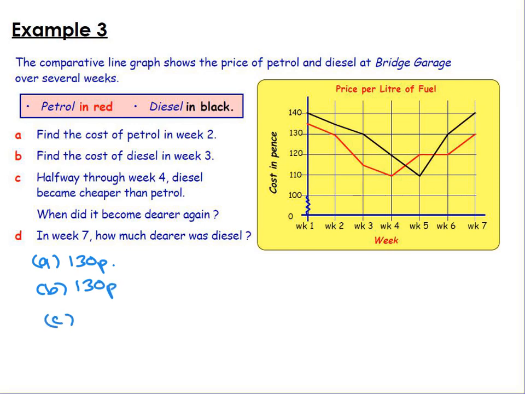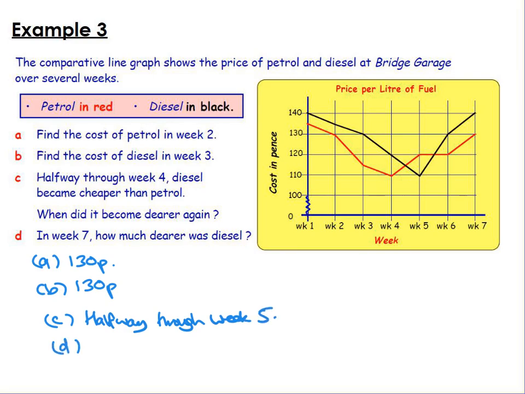Okay, part C. Halfway through week 4, diesel became cheaper than petrol. When did it become dearer again? So we're looking at when the black line goes back above the red line. So halfway through week 4, it goes below, and halfway through week 5, it goes above again. So we're going to write halfway through week 5.